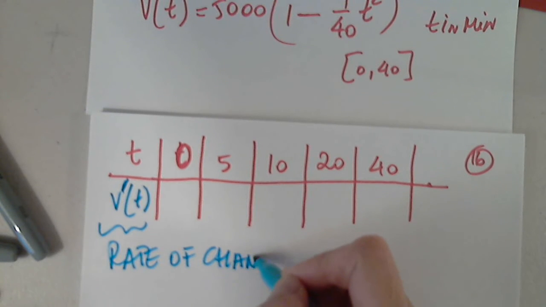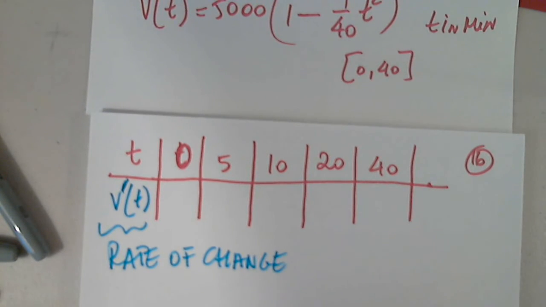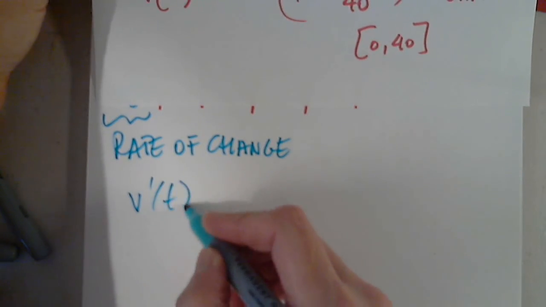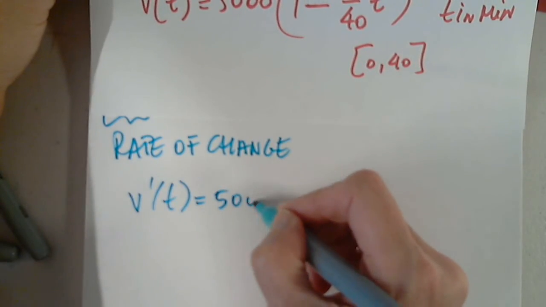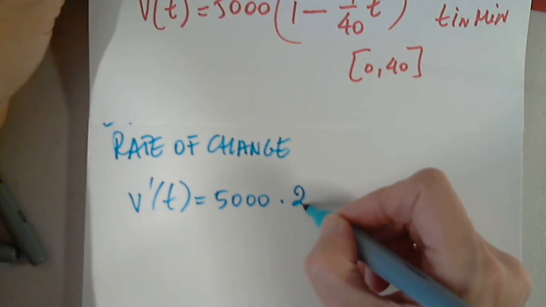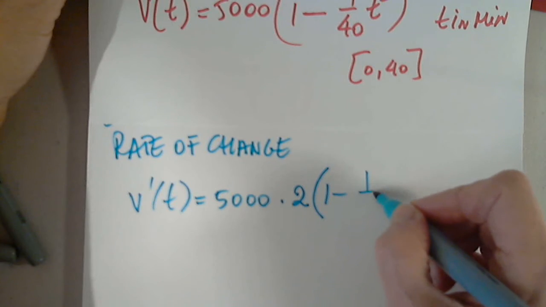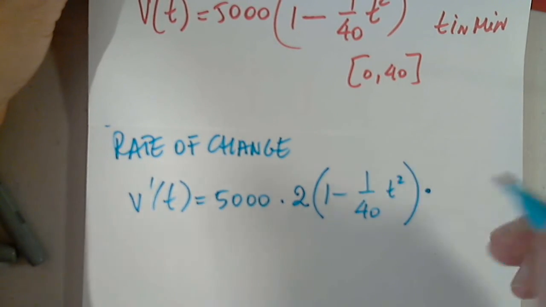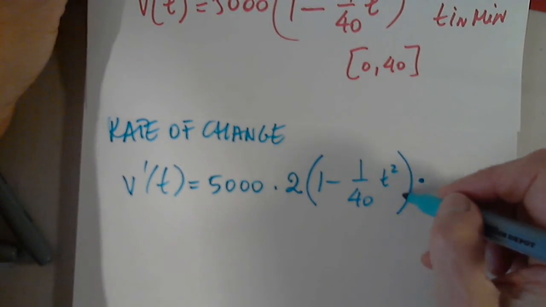When we talk about the rate of change, we are talking about the derivative. At any point in time, the rate of change is the derivative. Good. So then first I have to find the derivative. So let's find the derivative. So when I differentiate, 5,000 stays outside. I have a function raised to a power. I bring down the power. I subtract 1 from the power, and I get 1. And I multiply by the inner function prime.